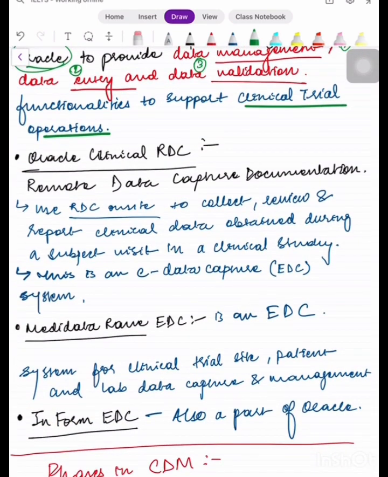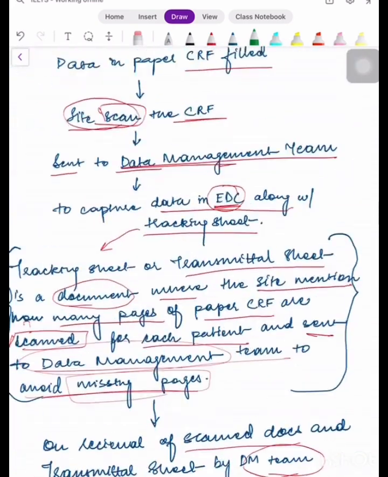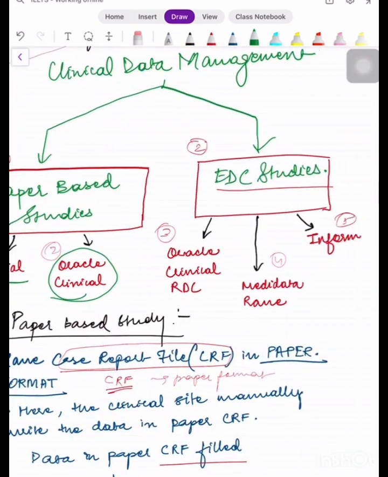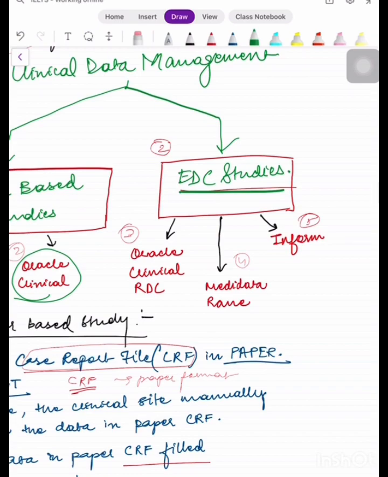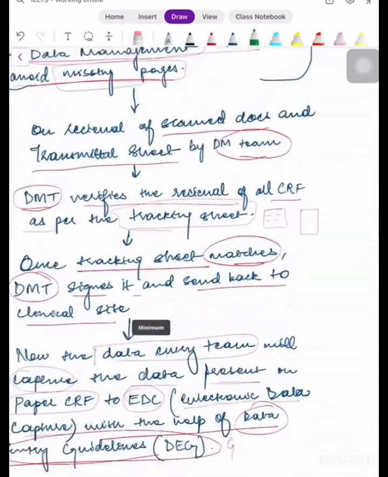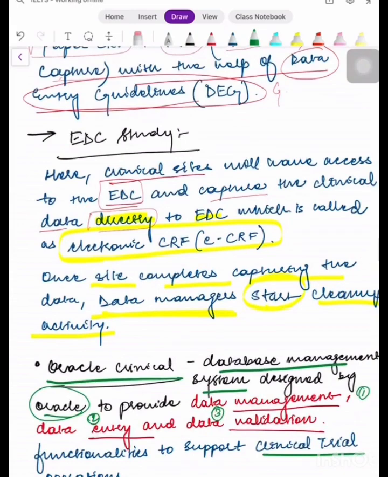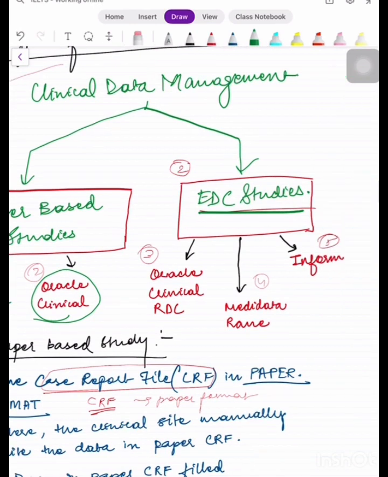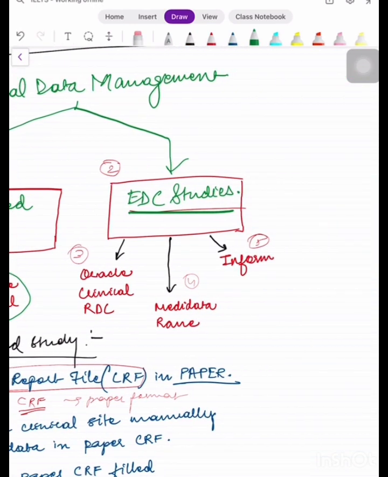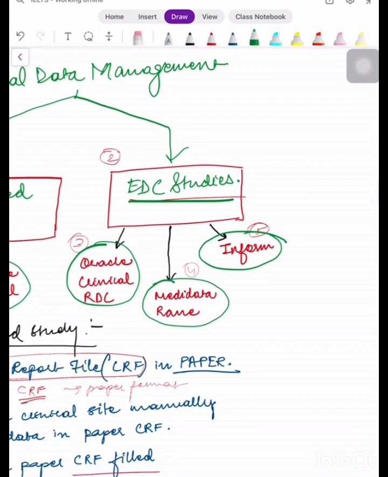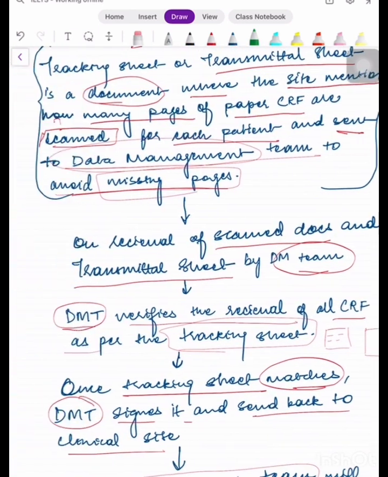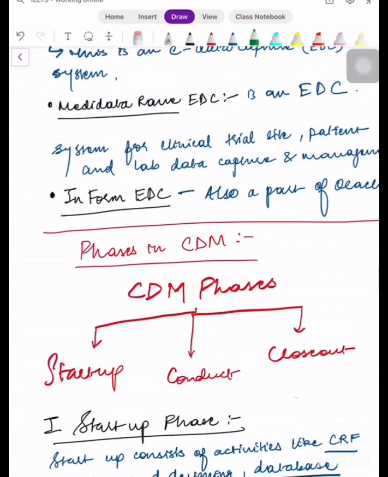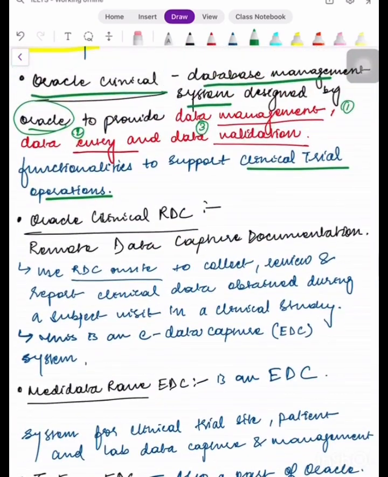Now there is something known as Oracle Clinical RDC. In EDC studies, that is electronic data capture studies, we have three different types of software: Oracle Clinical RDC, Medidata Rave, and InForm. Let's see what we have to say about it. Let's start with Oracle Clinical RDC. It's a remote data capture documentation.